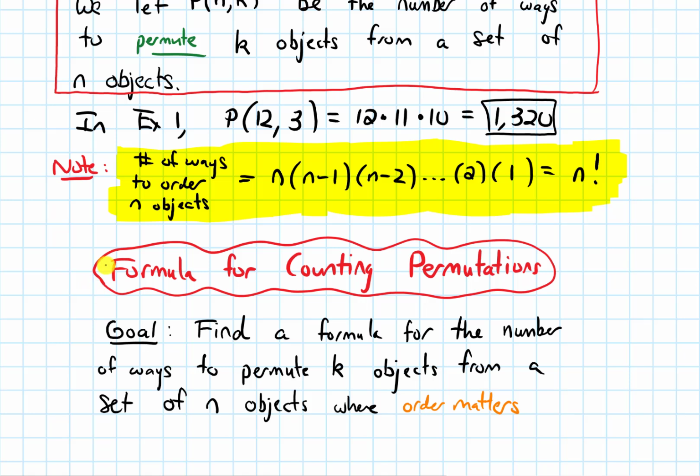In this video, we will talk about how to find a formula to count the number of permutations in general. So that's our goal. We're trying to find a formula for the number of ways to permute k objects from a set of n objects, where the order in which we pick those objects matters. So remember, our notation for the number of permutations is p of n comma k. That's the number of ways to permute k objects from a group of n objects.